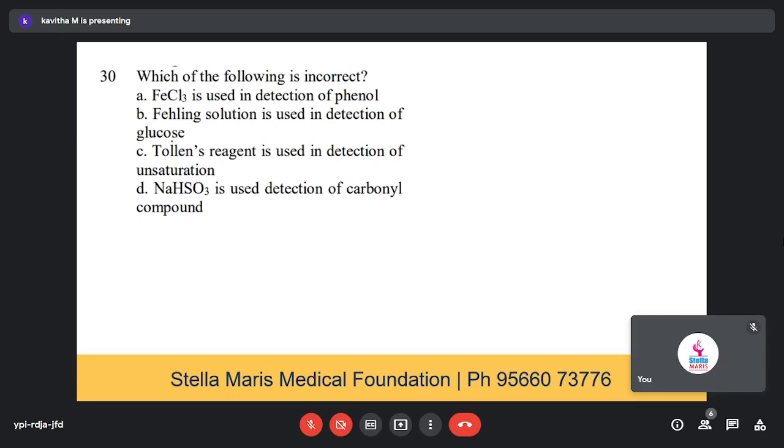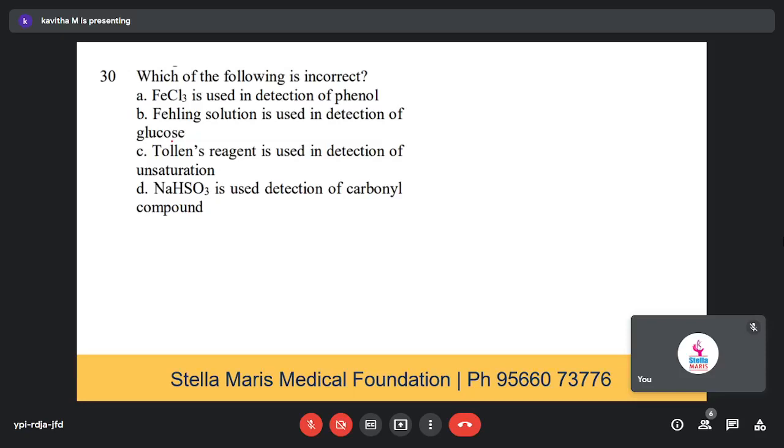Yes. Which of the following is incorrect? Option A, ferric chloride is used in detection of phenol. Fehling solution is used in the detection of glucose. Tollens reagent is used in the detection of unsaturation. And sodium bisulfite is used in the detection of carbonyl compounds.